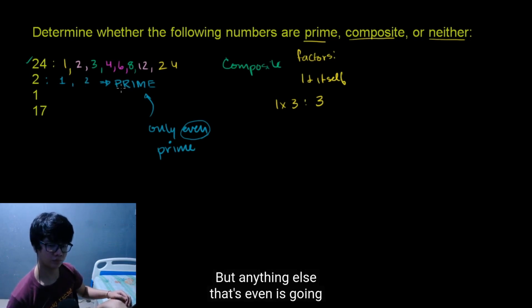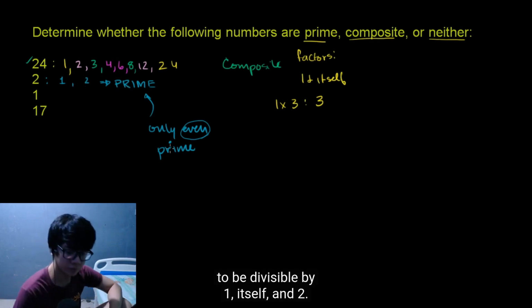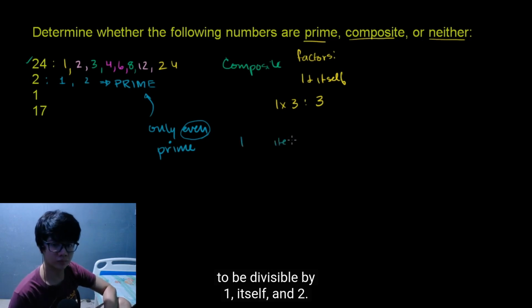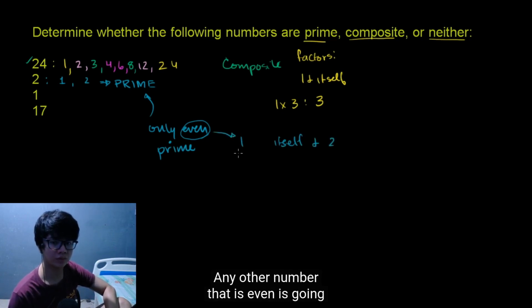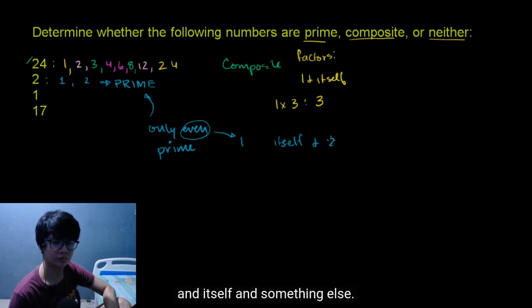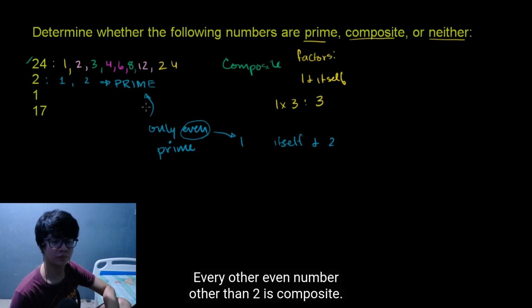But anything else that's even is going to be divisible by 1, itself, and 2. So by definition, it's going to have 1, itself, and something else. So it's going to be composite. So 2 is prime. Every other even number other than 2 is composite.